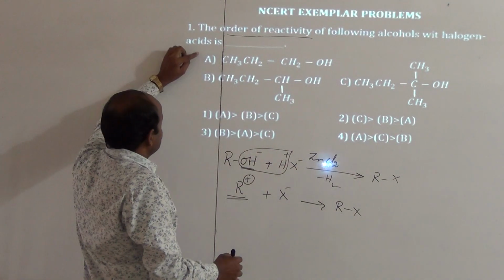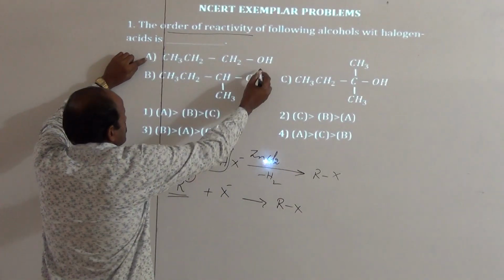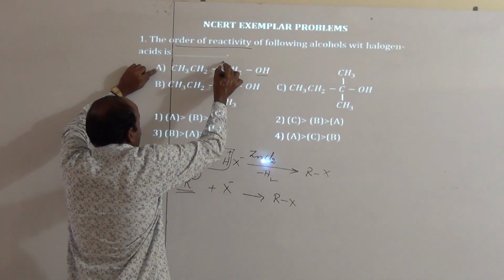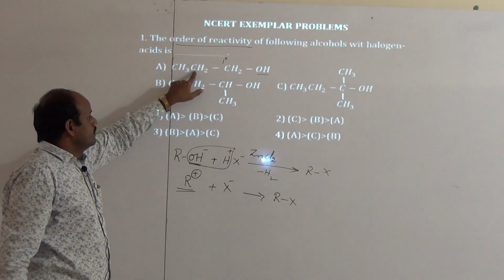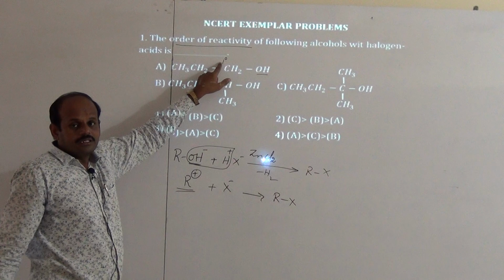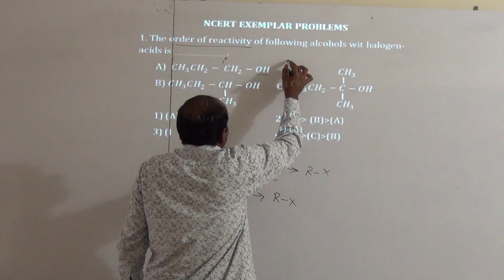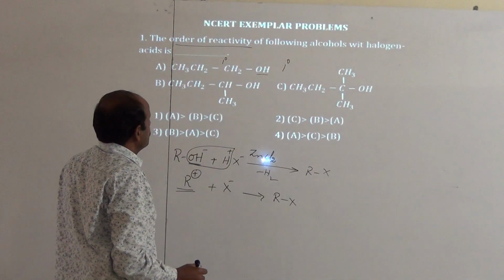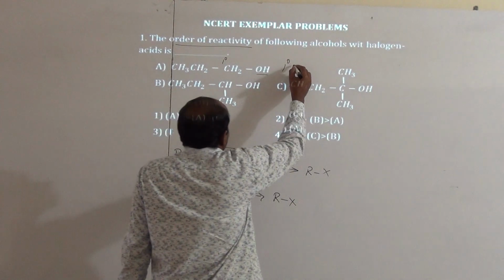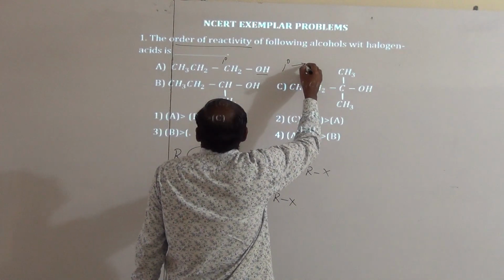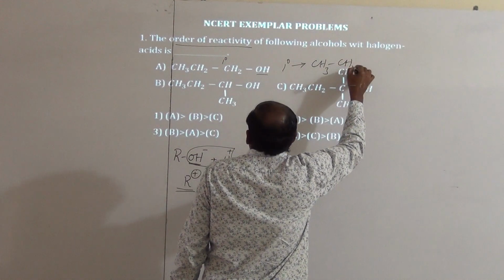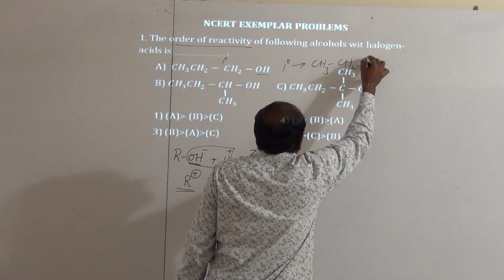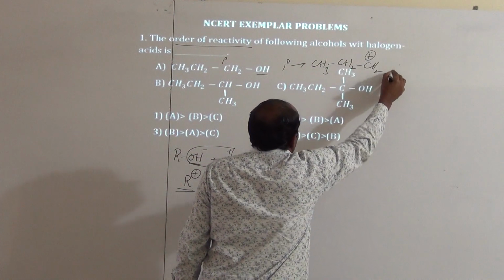When you observe the first option here, this OH group is attached to the primary carbon atom, because this carbon is attached with only one carbon, hence it is a primary alcohol. Then it undergoes dissociation, it gives CH3 CH2 CH2 plus. This is also a primary carbocation.